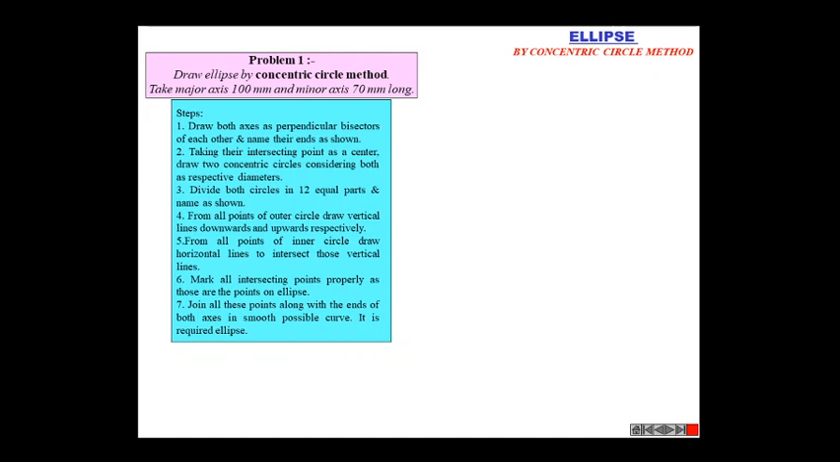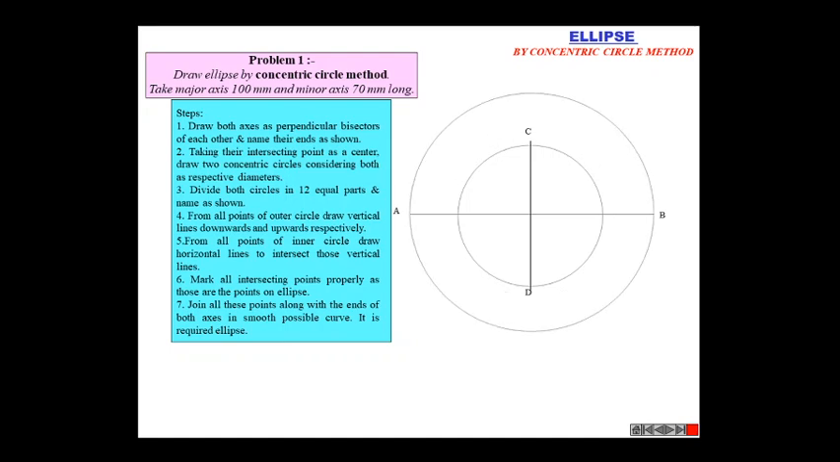These are the steps we are going to follow. First, draw both axes as perpendicular bisectors of each other and name their ends. First we create the axes, then name the ends A, B, C, D. Then we draw circles. Then divide the circle into 12 equal parts and name each part, numbering them for both the inner and outer circle.